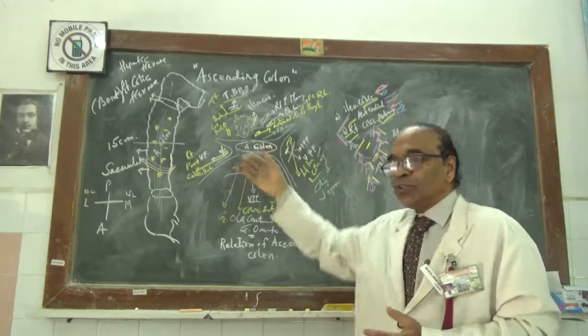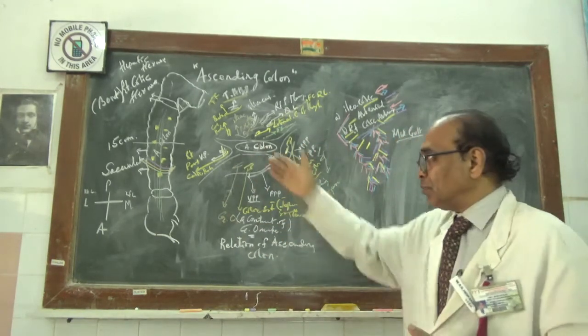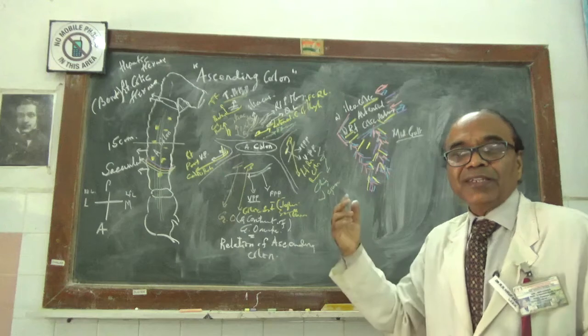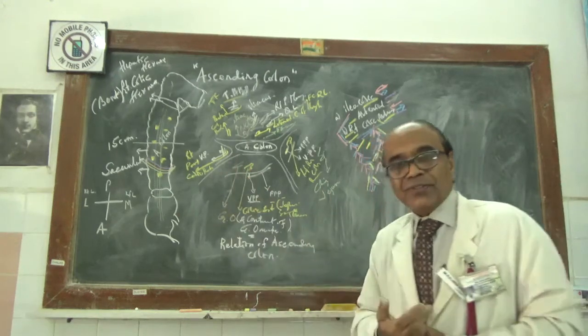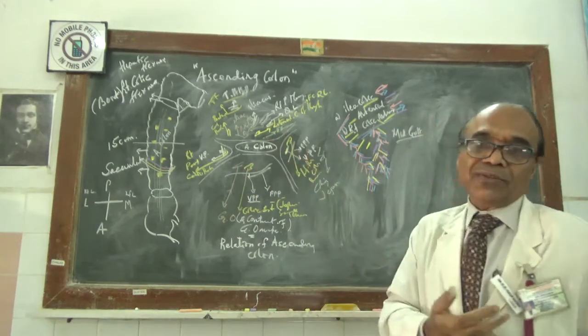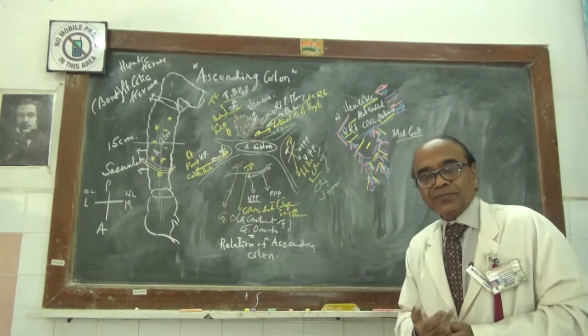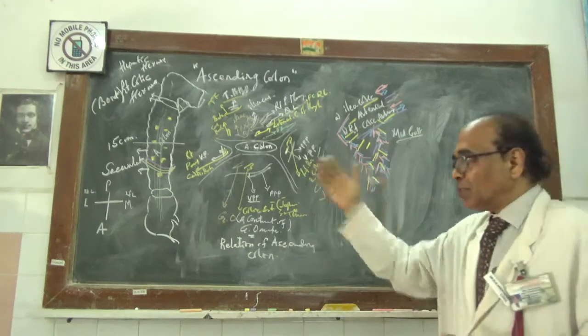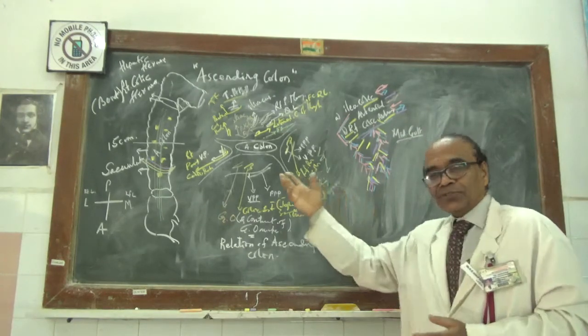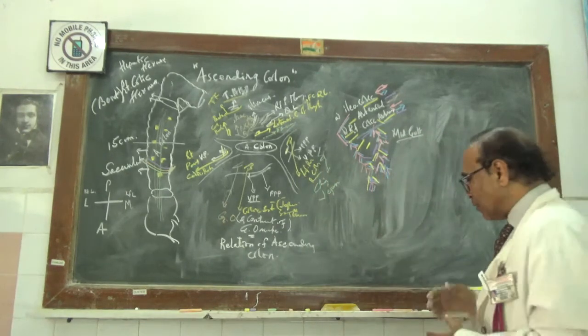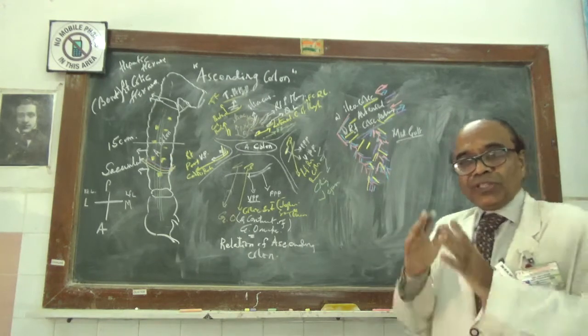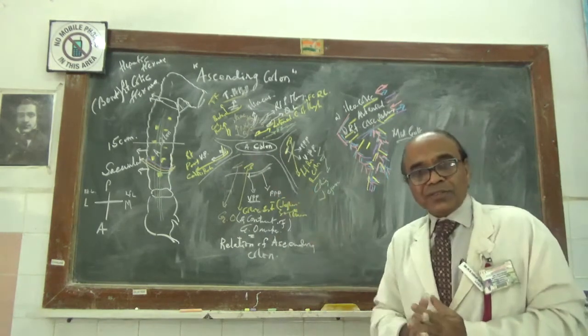Then there is tuberculosis of the colon, TB of the ascending colon. Then cancer of the ascending colon, which may be a malignancy or any tumor. Those are the things you will get. Colitis means inflammation of the mucosal lining or the mucosal coat. So with this, the ascending colon is finished.